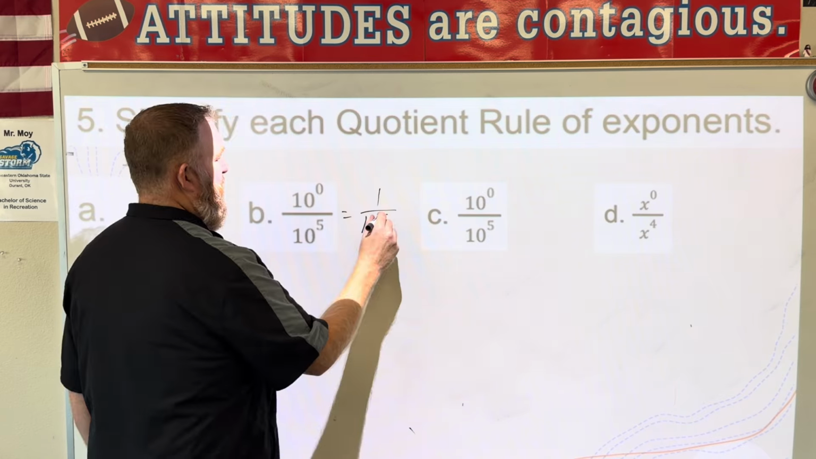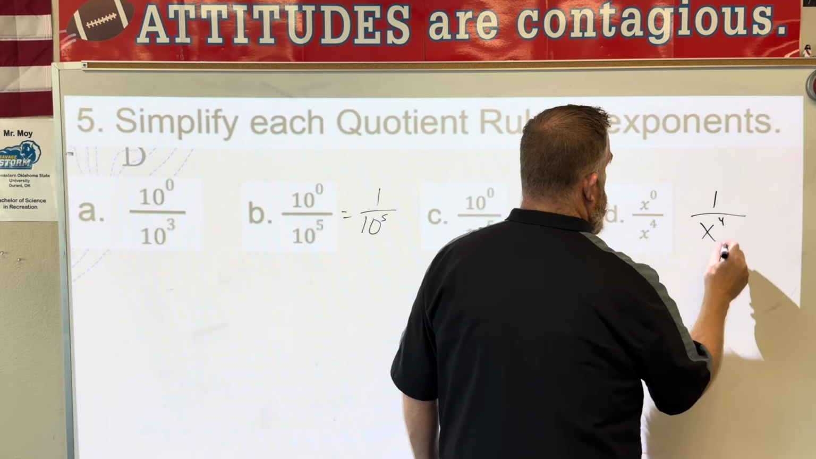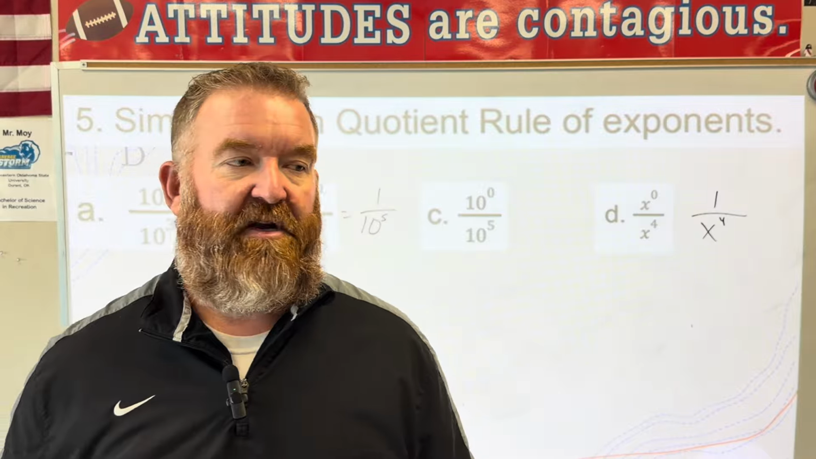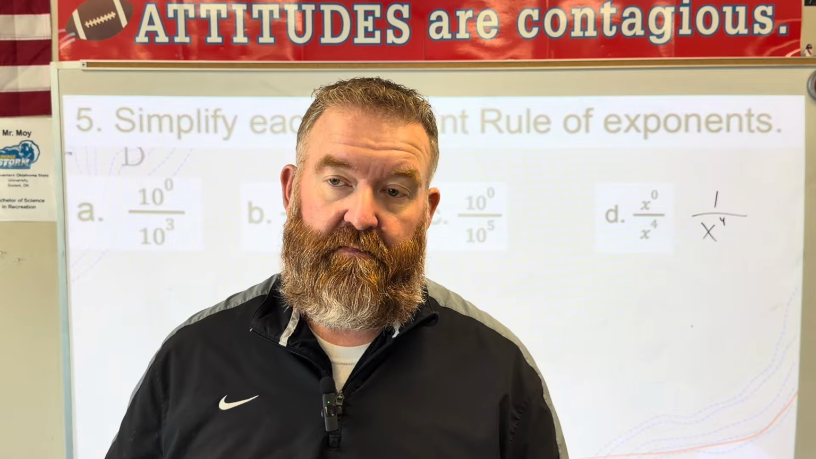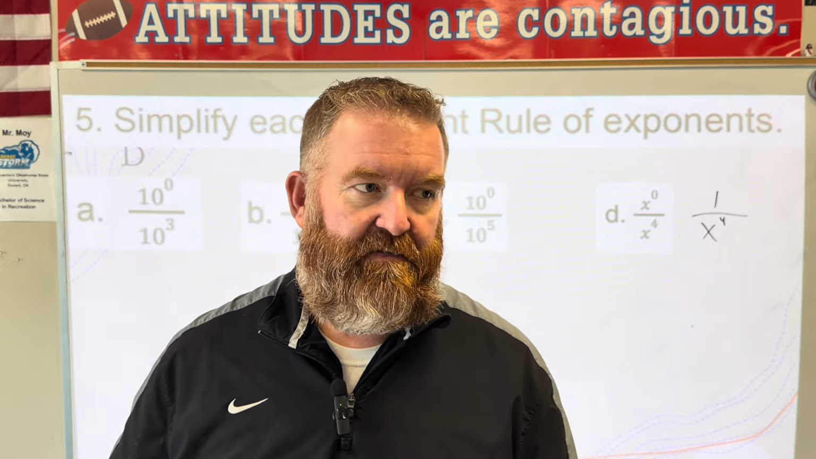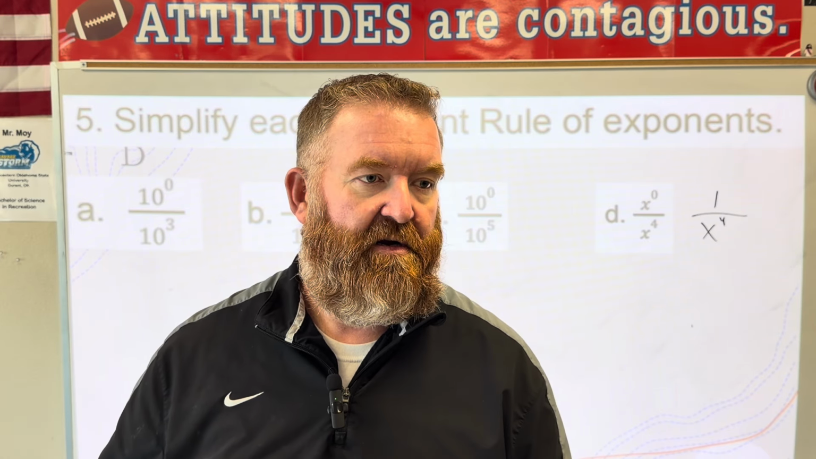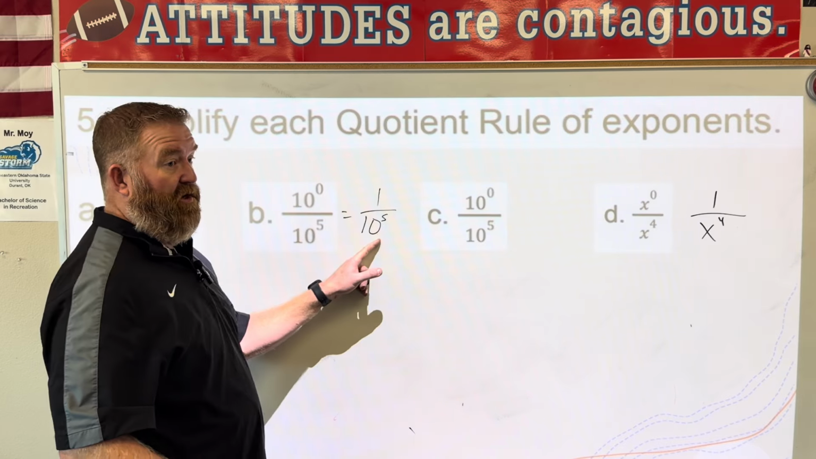1 over 10 to the 5th power. What is this one? 1 over x to the 4th power. Okay, simple. By the way, your little math trick for tens, does anybody know what 10 to the 5th power is? How many, hold on, what's the exponent? It's 5. So it's basically a 1 with 5 zeros. The exponent tells you how many zeros there are. That's all it is. So I know right away that this is what, 100,000.